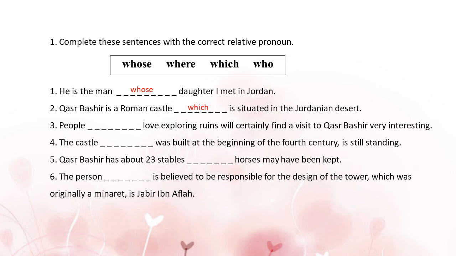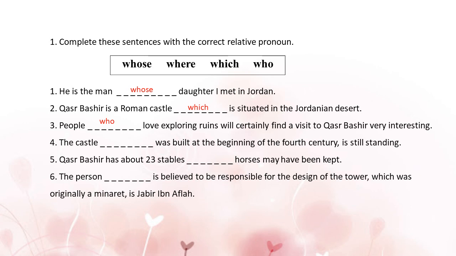People love. Who loves exploring? People. So here people is in the position of subject. Because of that, we should choose who. We don't have, like in number 1, something belonging to people, like a daughter or places or bags or whatever. So the correct answer is who. Who love exploring, position of subject.